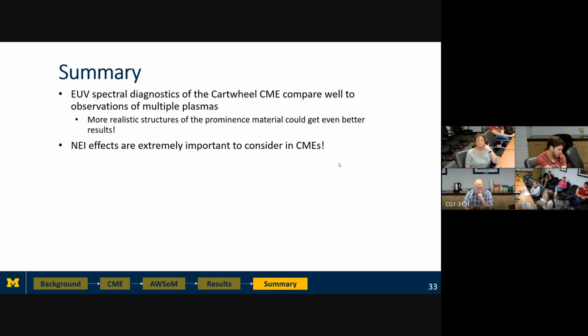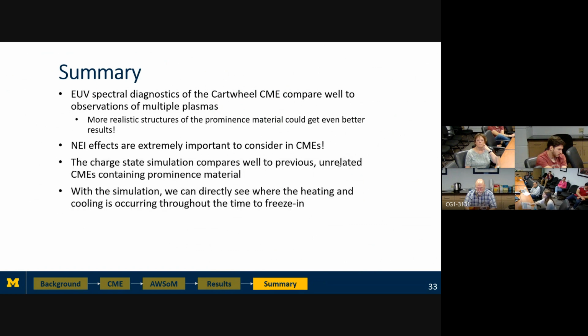It's also something that I really want to drive home: non-equilibrium ionization effects are really important to consider in CMEs as they continue to evolve, because so much is happening in such a short amount of time that we really need to make sure that we are considering those correctly. Overall, the charge state part also compares well to previous unrelated observations.